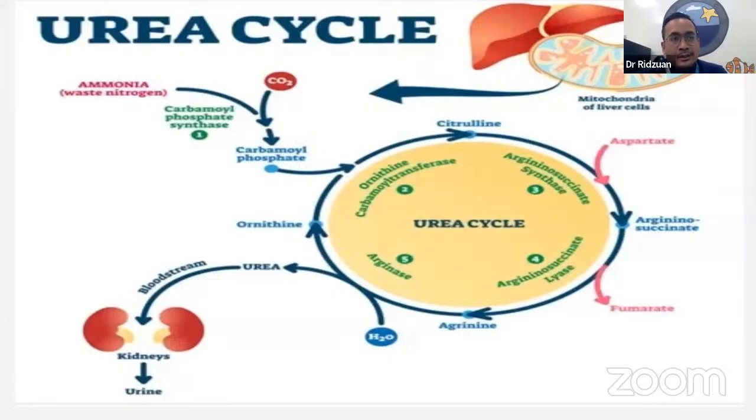After urea is formed in the liver, it travels through the bloodstream to the kidneys, where it is eliminated from the body in the urine. OTC deficiency is one of several genetic disorders under urea cycle disorders. OTC deficiency is an X-linked disorder because the gene is on the X chromosome. Since boys have only a single X chromosome, they will have a severe disease compared to girls, as girls have two X chromosomes. So the girls will be the carriers.